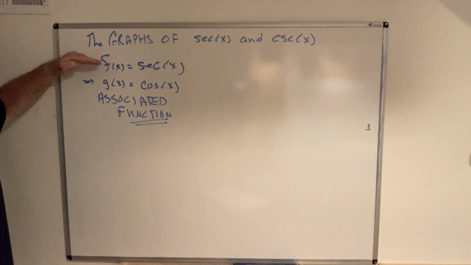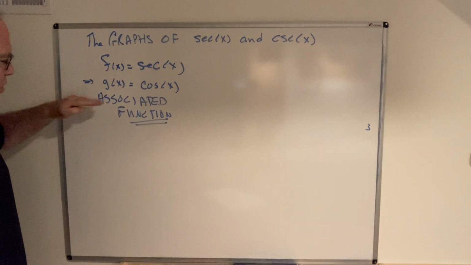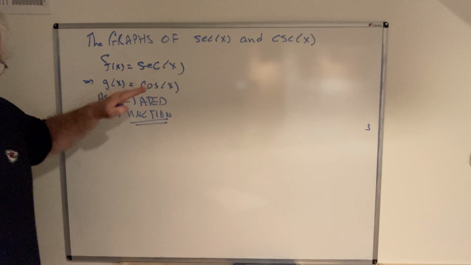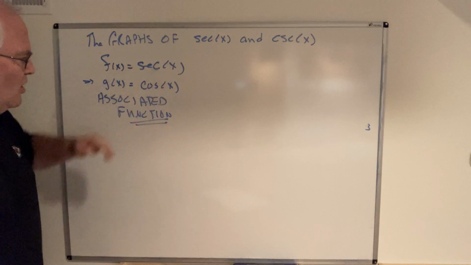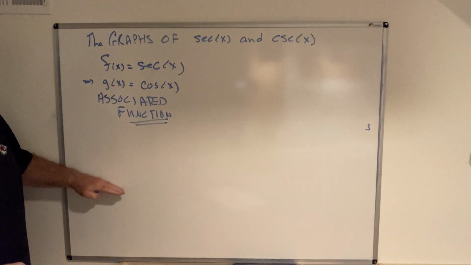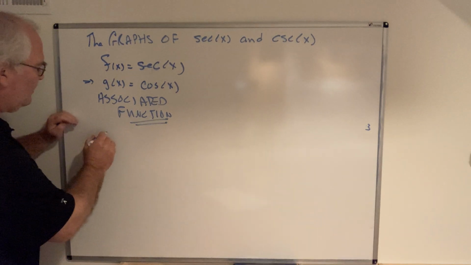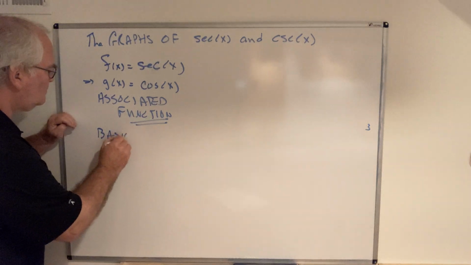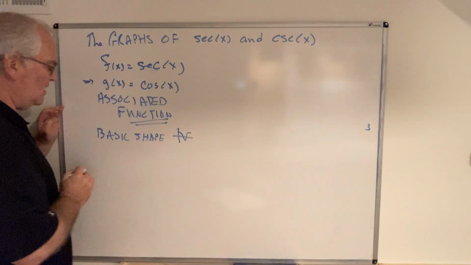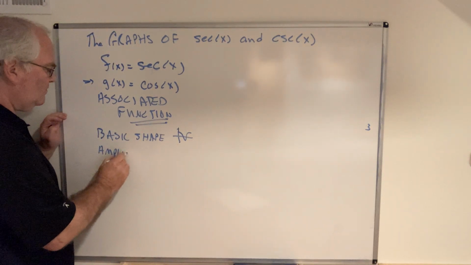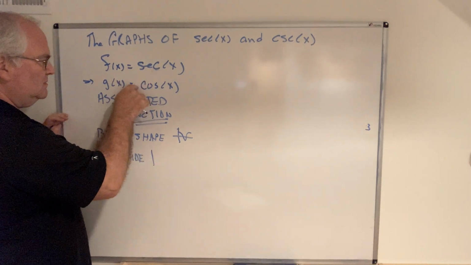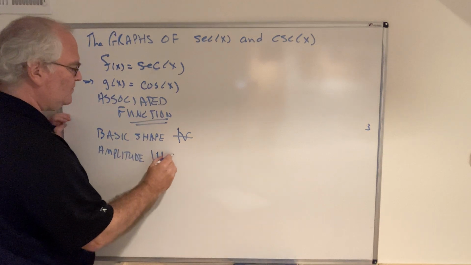And in order to graph secant, the first thing you do is you graph the associated function using the same techniques we've discussed so far. So what do we know about graphing cosine? If we wanted to graph the whole thing, strictly speaking, we would go through the whole 4 steps. We would do the basic shape. What is the basic shape of cosine? Well, obviously, the basic shape of cosine is here. What is the amplitude? The amplitude is absolute value of 1. Absolute value of 1 is 1.